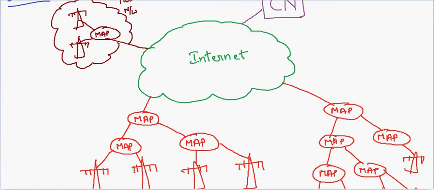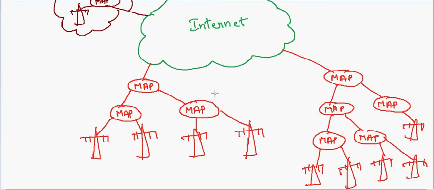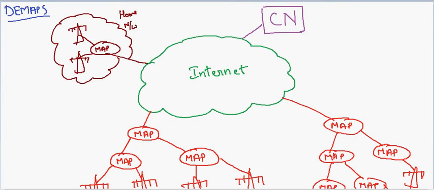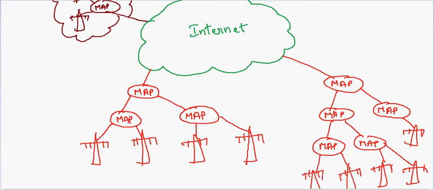So this is a simple diagram where the MAPs are in the hierarchy as in hierarchical mobile IPv6, but the advantage, or the speciality, of DEMAPS is that it assigns the MAP properly and efficiently so that the load is properly distributed among the MAPs, so that a few MAPs are not congested and a few MAPs are not underutilized. It's like the load is properly distributed among the mobility anchor points.